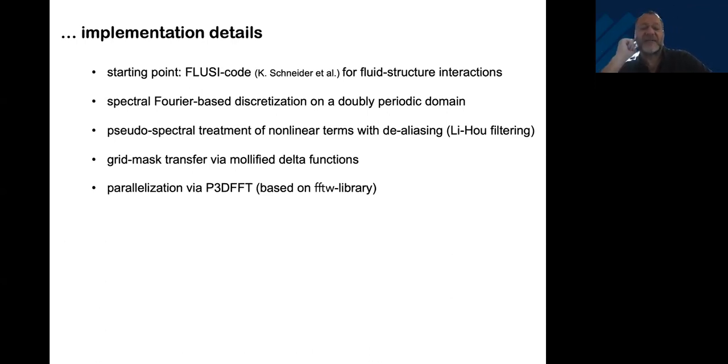We have a grid mass transfer, so the way to transfer variables that are on the geometry to the background grid by a modified delta function. And the code is also highly parallelized using an FFTW library with P3DFFT. Okay, so it works on parallel machines quite nicely. And for these type of optimizations, you need parallelization. This is not something that you can run on your laptop anymore.